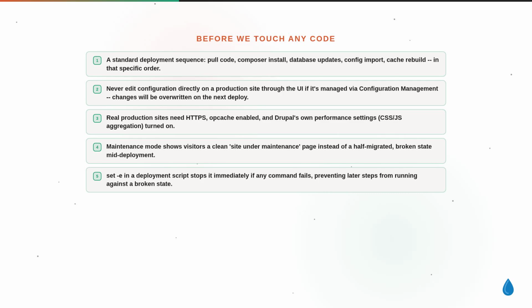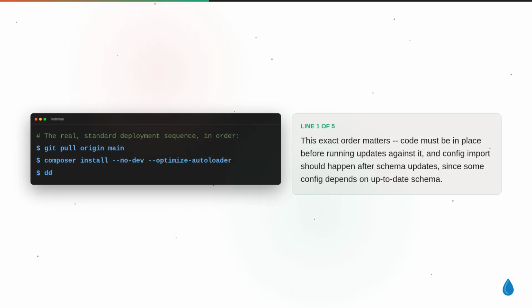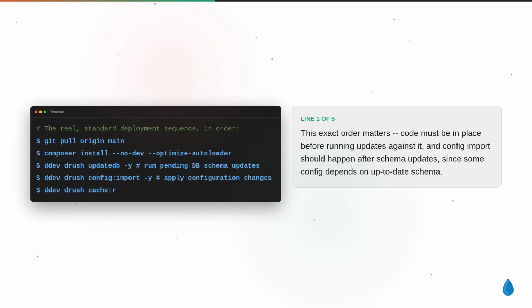Set -e in a deployment script stops it immediately if any command fails, preventing later steps from running against a broken state. This exact order matters. Code must be in place before running updates against it, and config import should happen after schema updates, since some config depends on up-to-date schema.